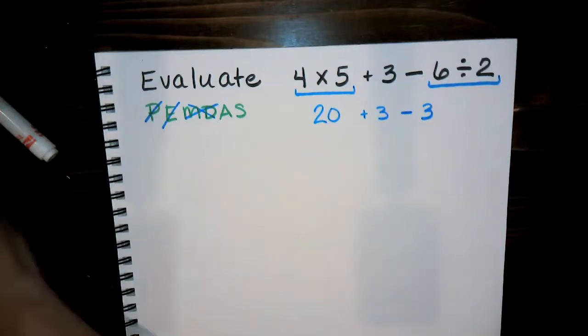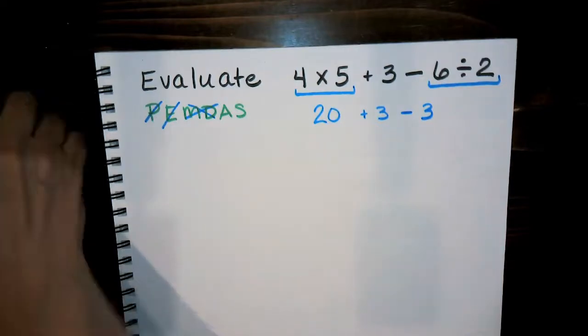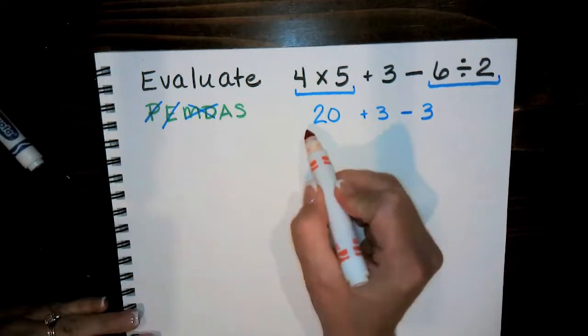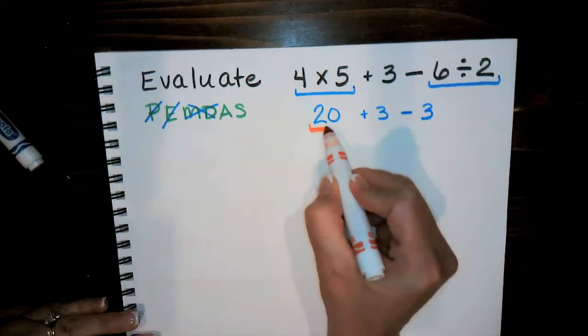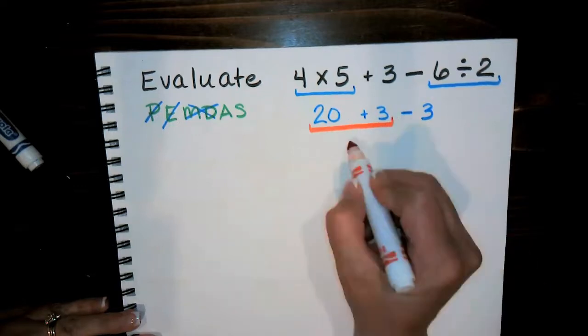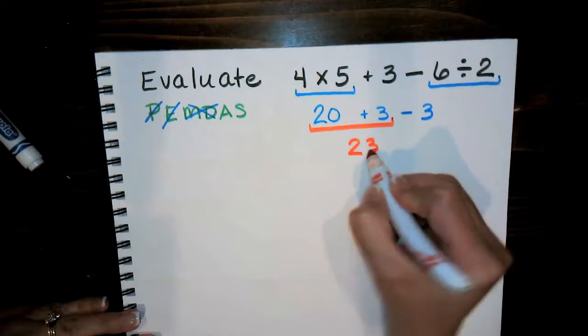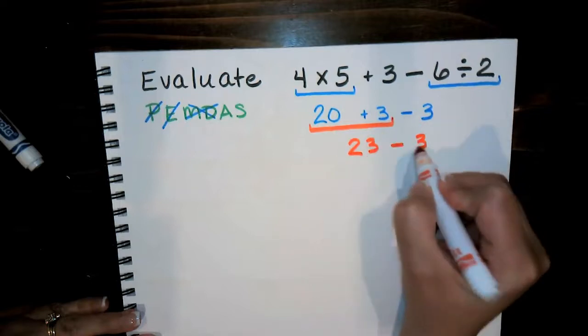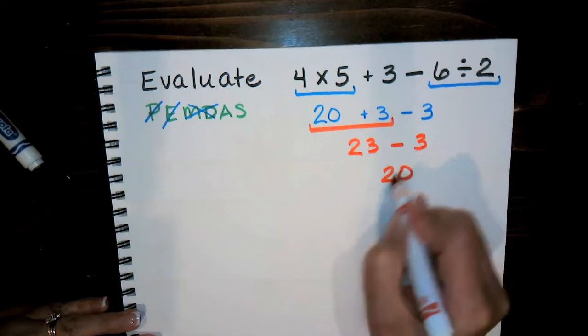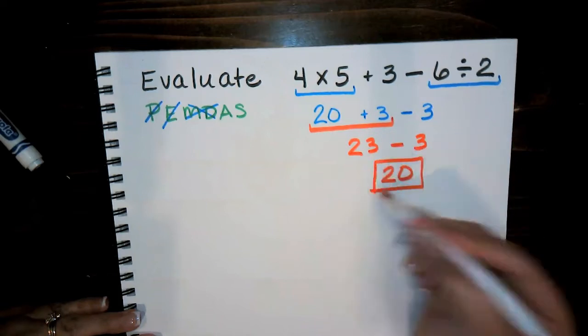Now in my add or subtract step, I do this in order from left to right. So I'm going to start again over here on the left of this problem, and I come to an addition first. So I'm going to do that part first. 20 plus 3 is 23. And then I have a minus 3. So 23 minus 3 gives me 20. So my answer here would be 20.